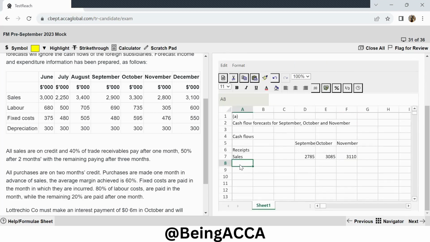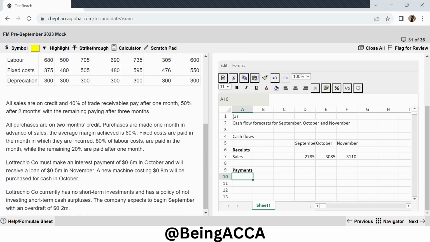Now let's look at the payment side of our cash flow forecast. So we can also bold these to highlight that these are the receipts and these are the payments. Then for payments, first of all, let's talk about purchases. All purchases are on 2 months credit. Purchases are made 1 month in advance of sales. Average margin achieved is 60%.